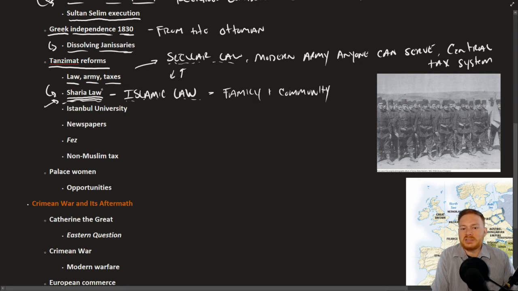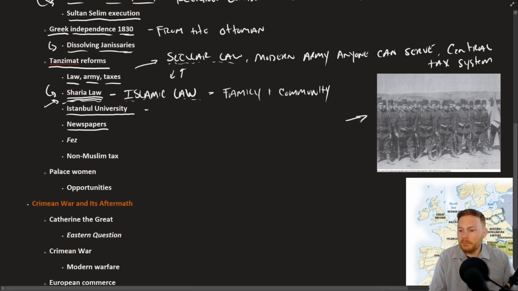So it's not that one really canceled out the other. They certainly have a sort of uneasy tension between the two, but they coexisted within the Ottoman Empire. And some of these Tanzimat reforms were very successful. So, for example, Istanbul University was established as one of the first modern schools inside the Ottoman Empire. The establishment of the first newspaper in the Ottoman Empire as well, following the example from Egypt.